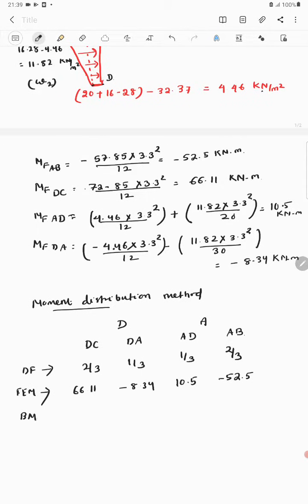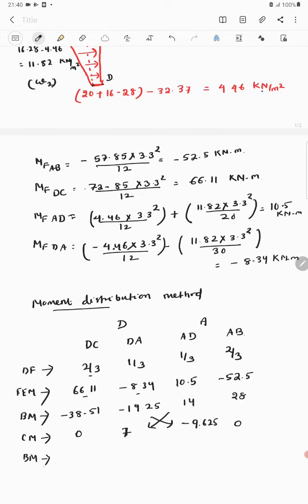Then what is the balance moment? This plus this, into 2 by 3. So that will be minus 38.51. This one minus 19.25. Then this is 14, this is 28. Now come to carryover moment. This is fixed end, so this will be 0. This is fixed end, this will be 0 for this. 14 by 2, 7. And this minus 19.25 by 2, minus 9.625.